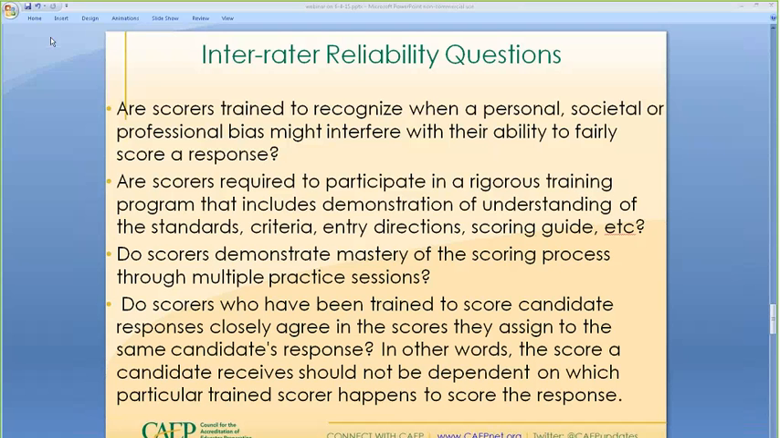And so I felt these were some pretty good questions to consider as you're responding to that question about reliability, and as you're thinking about perhaps developing a plan for reliability in the future that you would submit as part of your self-study.